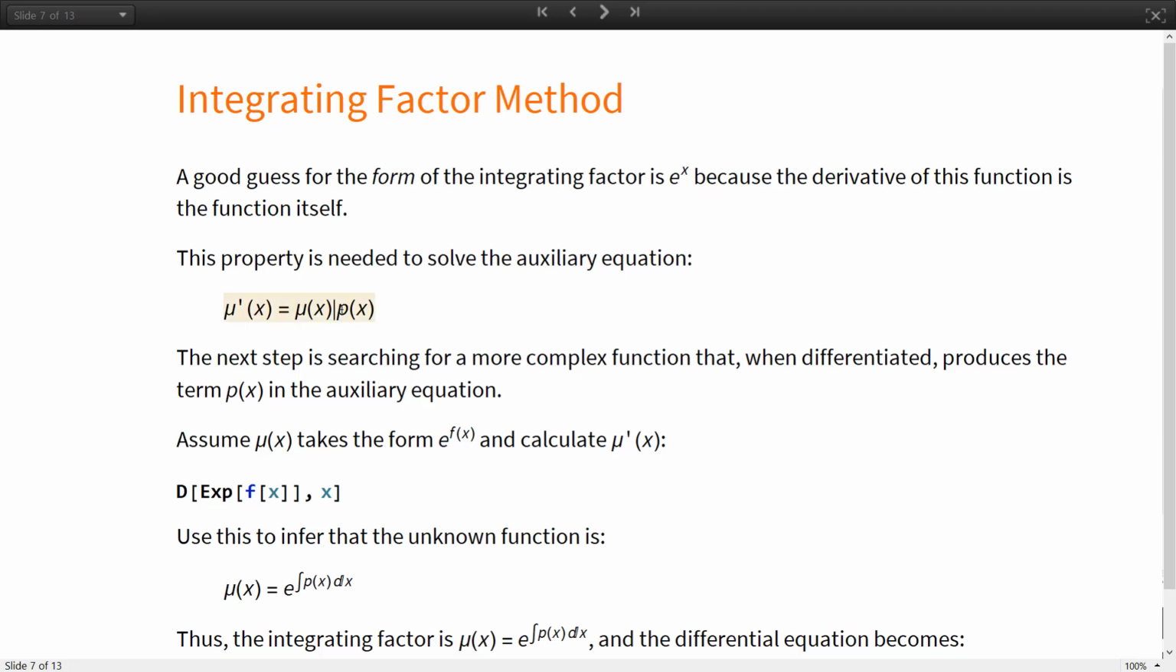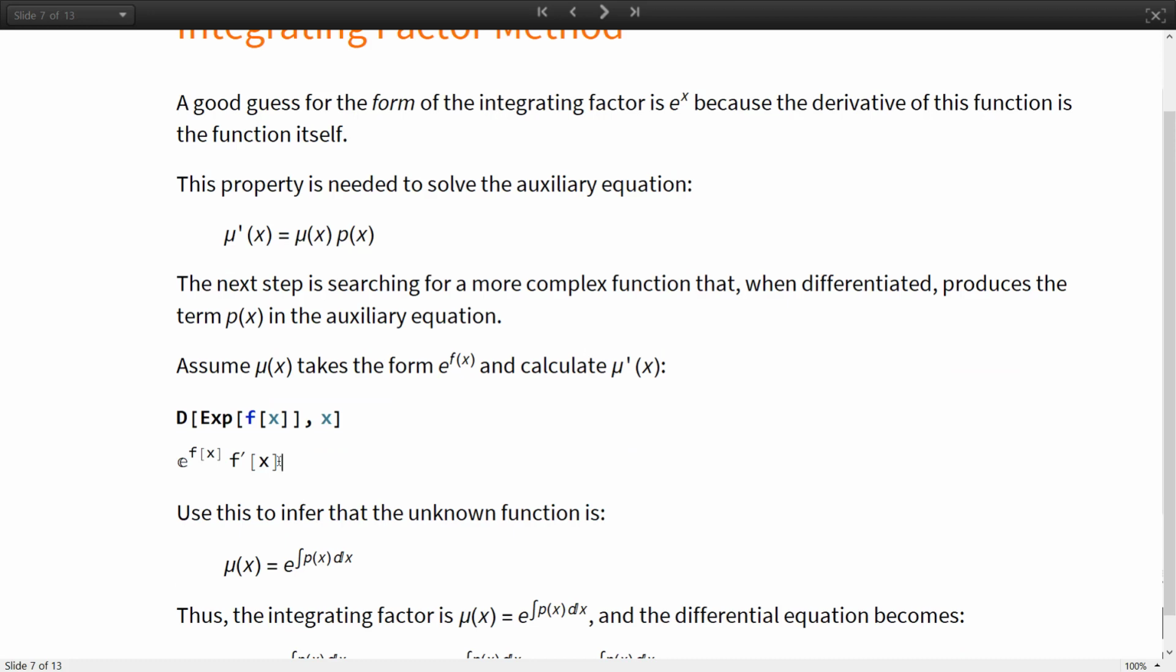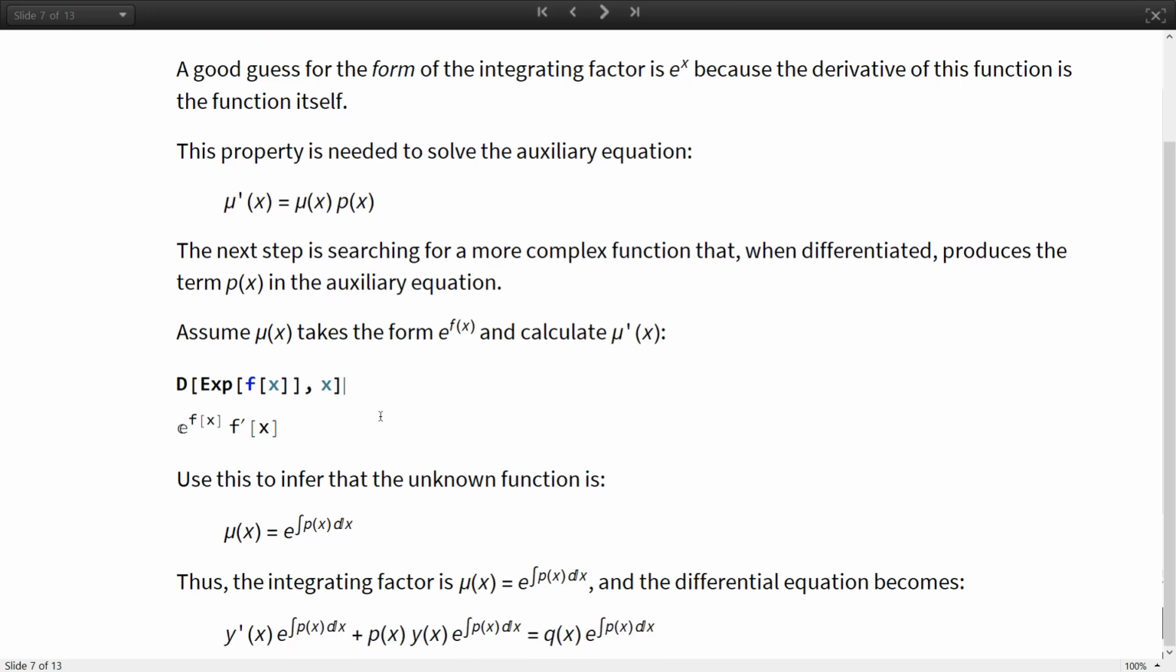In order to get the p of x term in the auxiliary equation, assume that the exponent contains not x, but an arbitrary function of x, which we will denote by f of x. Calculate the derivative of this expression to get a relation between f of x and p of x. Notice that this result satisfies the auxiliary equation when p of x equals f prime of x. Therefore, we can use integration to calculate f of x and write an expression for mu of x given here.